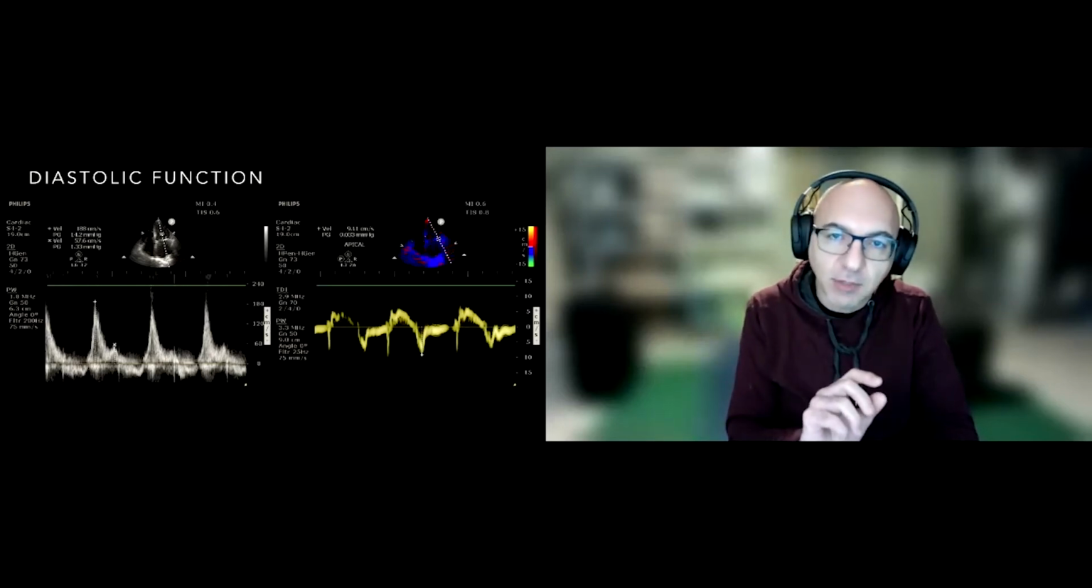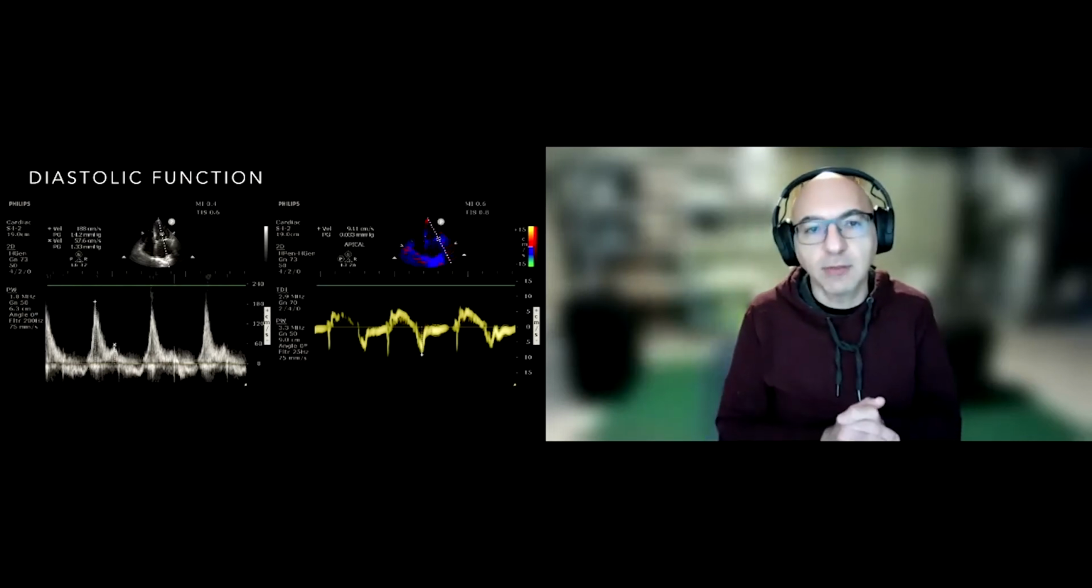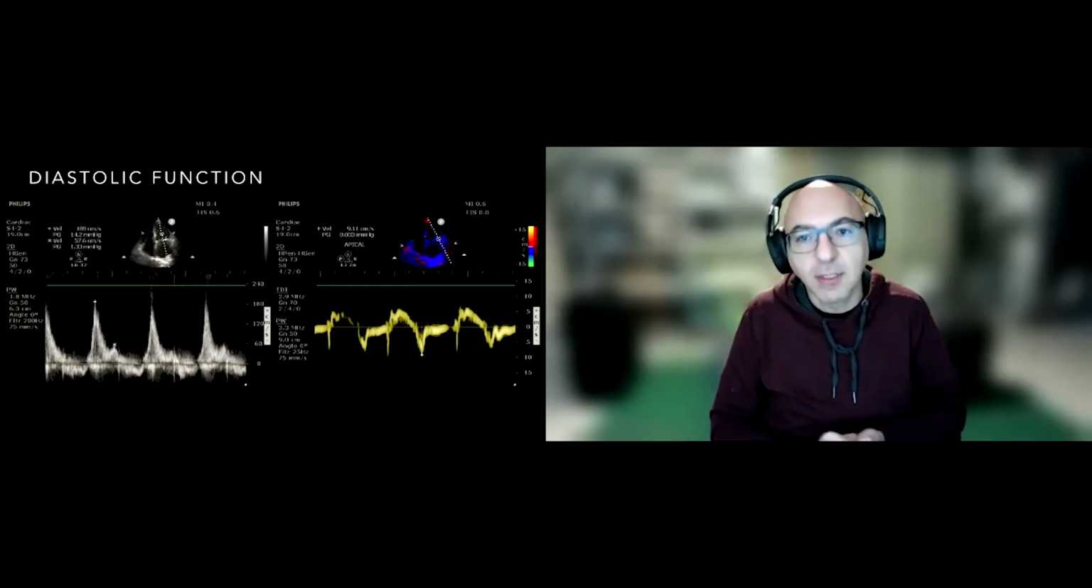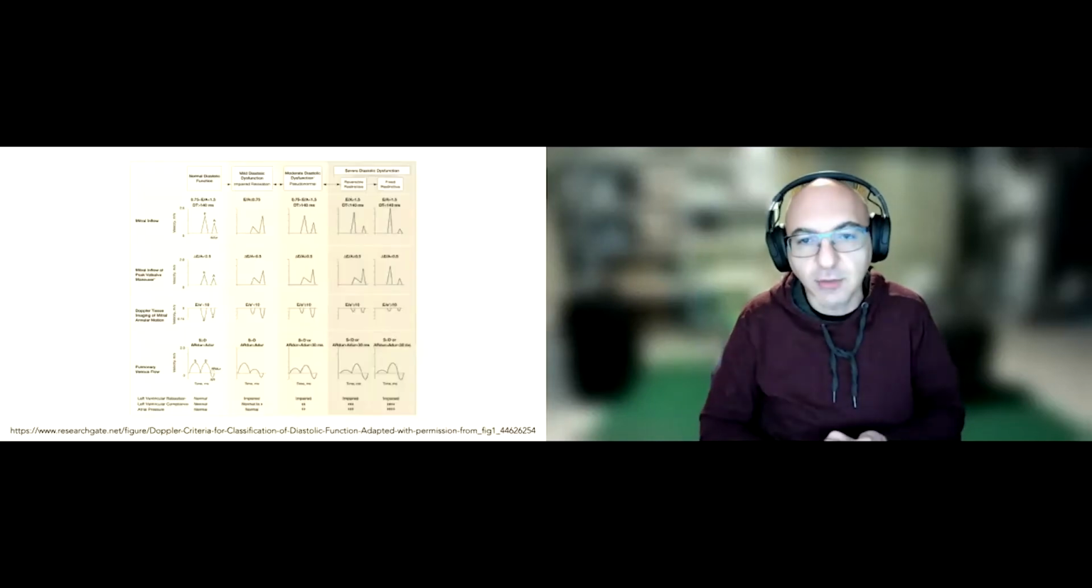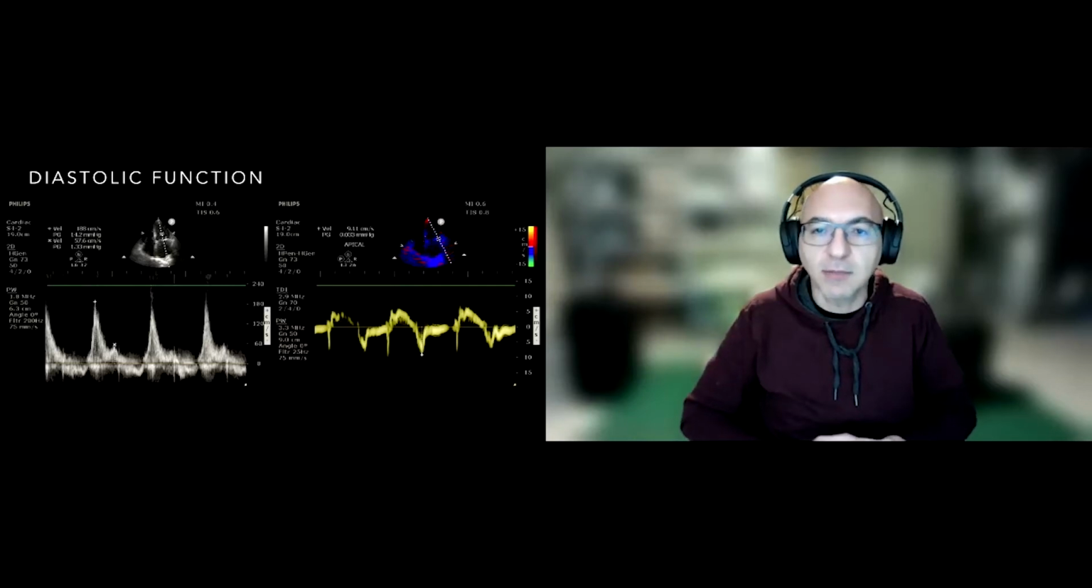Once you have the ratio between E and A fall into the normal range, then you shouldn't stop there and should try to do the E over E prime. E over E prime requires using tissue Doppler, which is the colorful picture on the side, and with practice, with a couple of sessions, you can definitely do this.